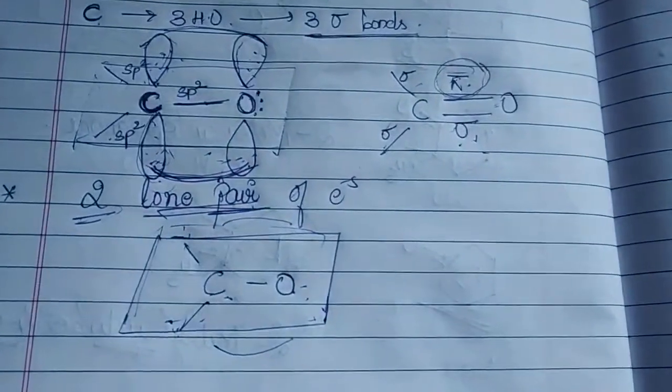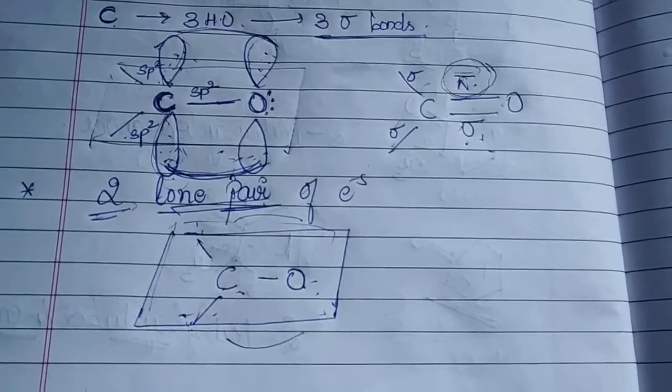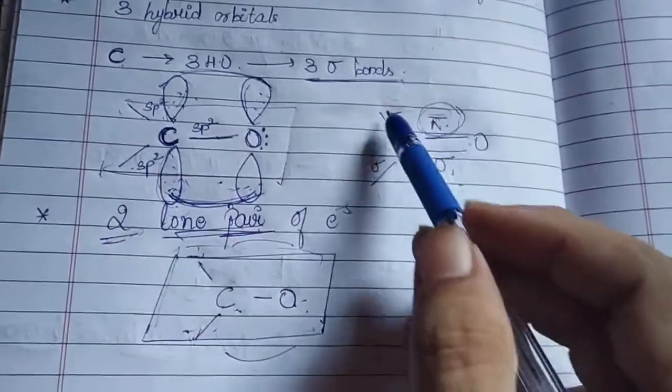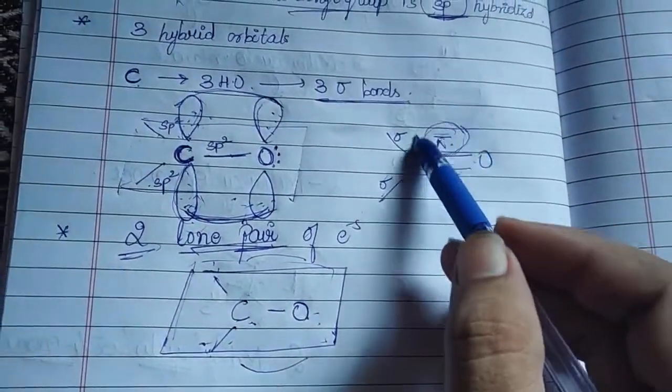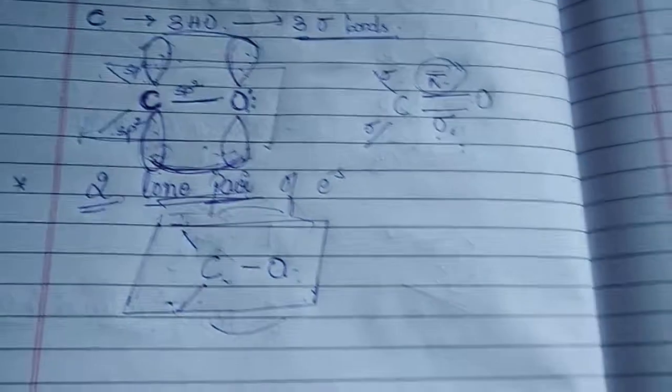First and foremost, you have to remember what type of hybridization your carbonyl carbon is undergoing. And the second most important thing you have to remember is the total number of sigma bonds they will have and the total number of pi bonds they will have. Is that clear? Can we move further?